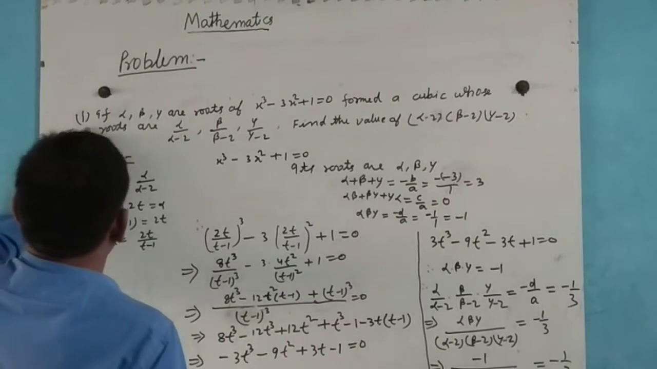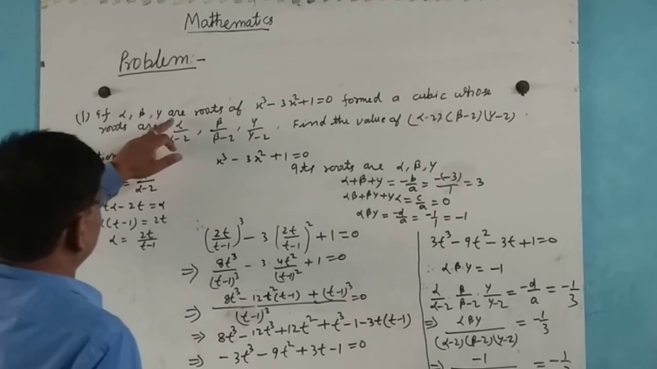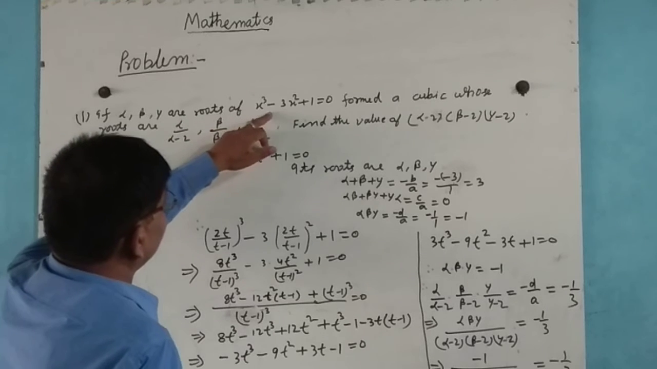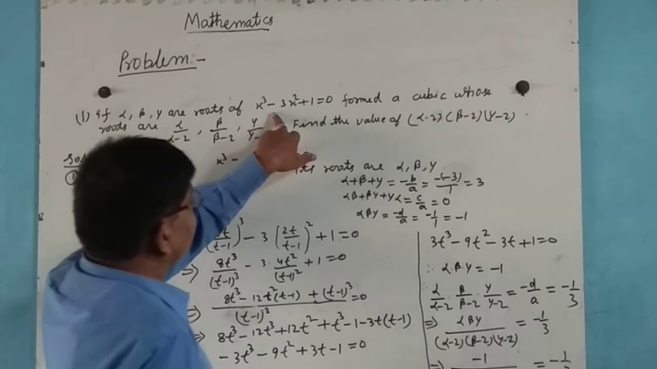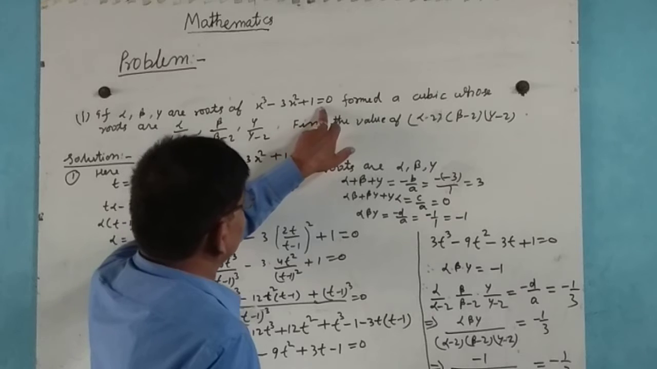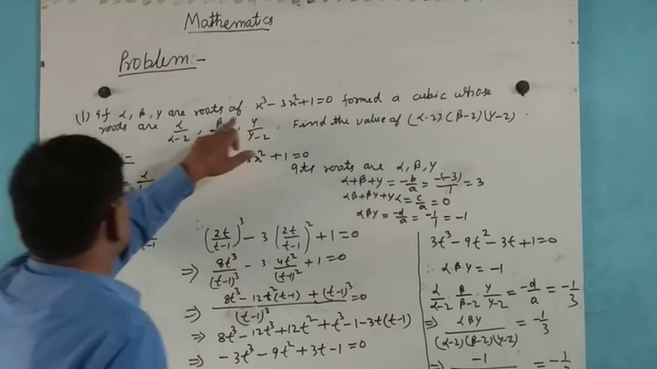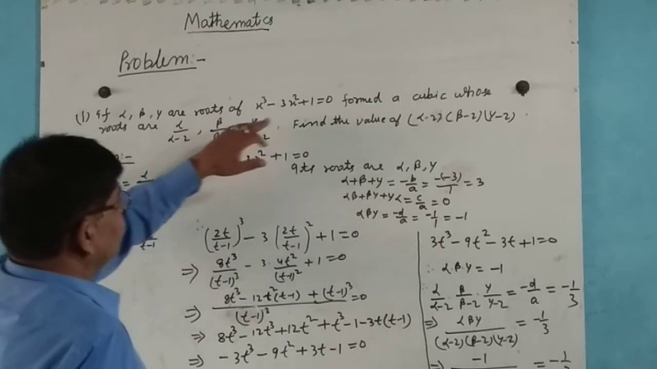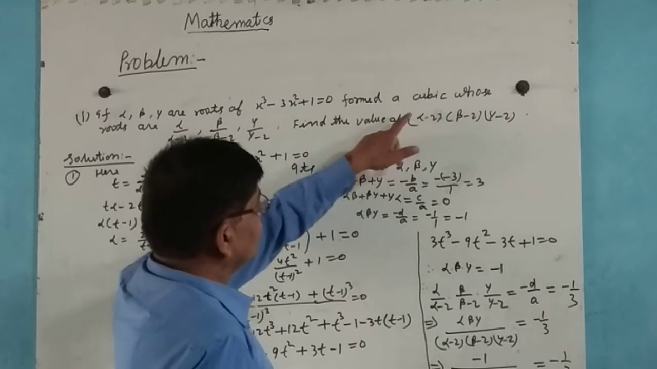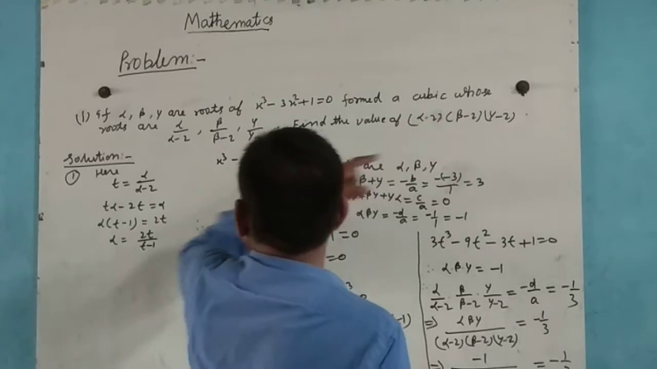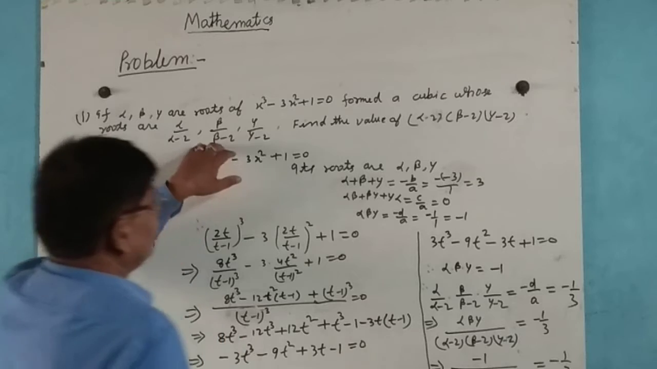Now, first question: if alpha, beta, gamma are roots of the equation x cube minus 3x square plus 1 equal to 0, form a cube whose roots are this.